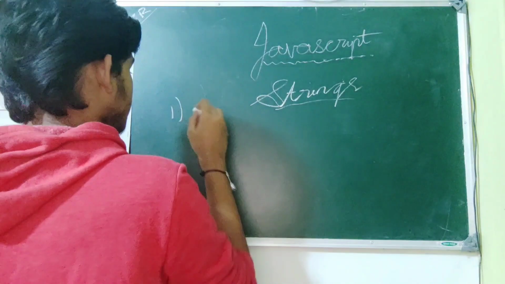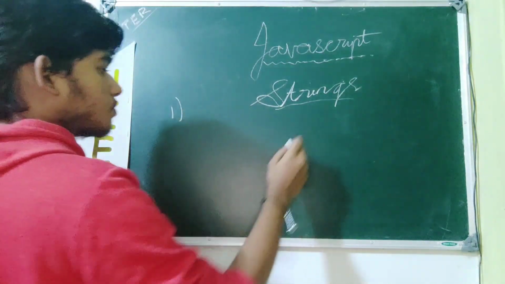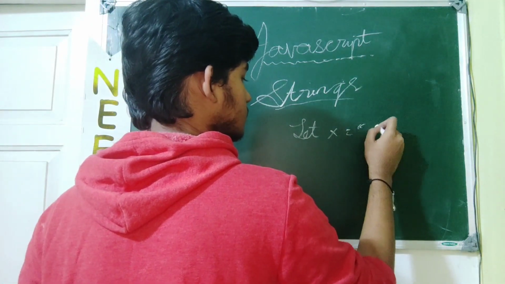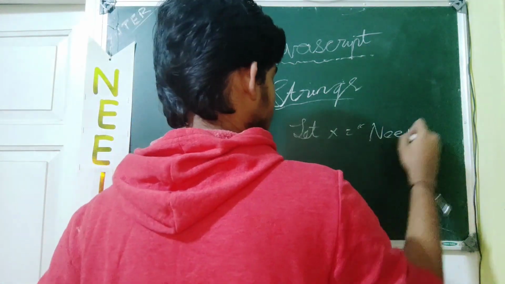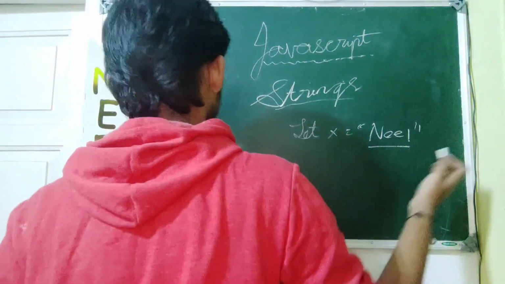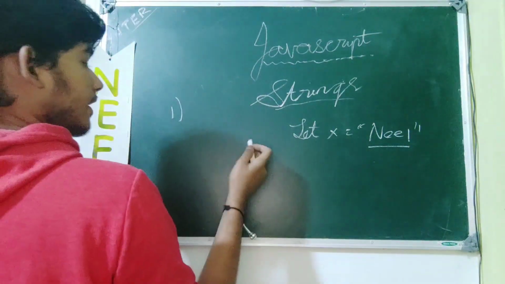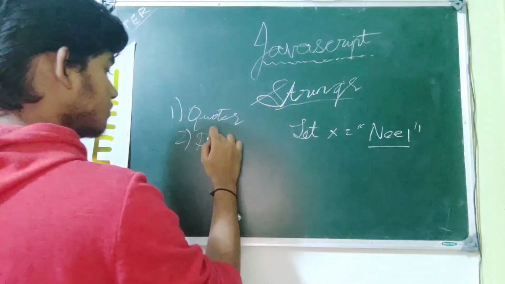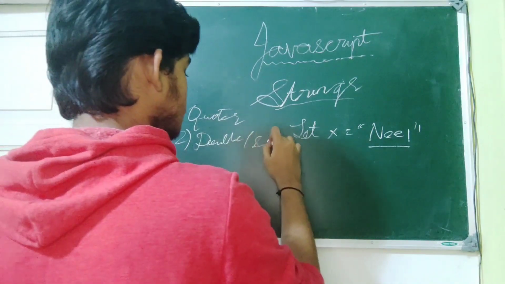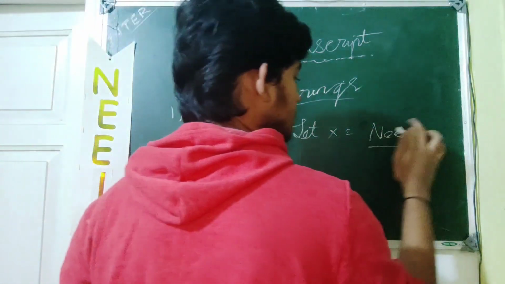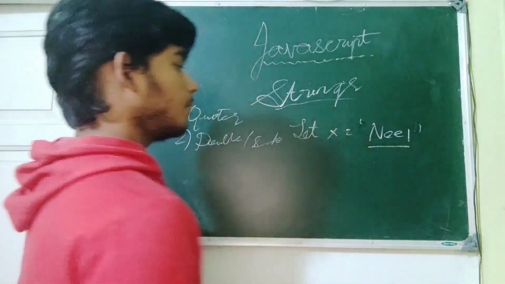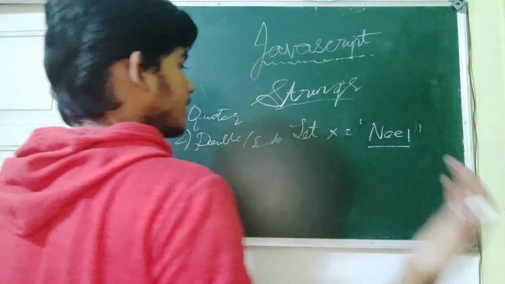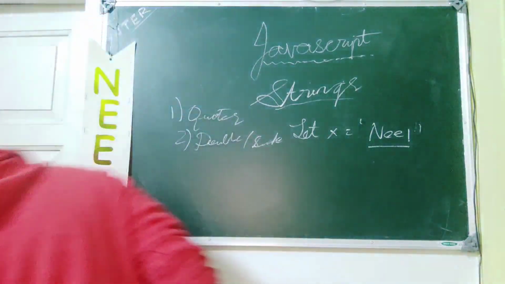Strings are mostly used in common JavaScript code. For example, you can write something like let x is equals to Neel. This is basically how you can define a string, and a string is defined by quotes. It can be double or single. If the word over here is written in single quotes instead of double quotes, it won't cause any error, because a string can be written with both single quotes and double quotes.